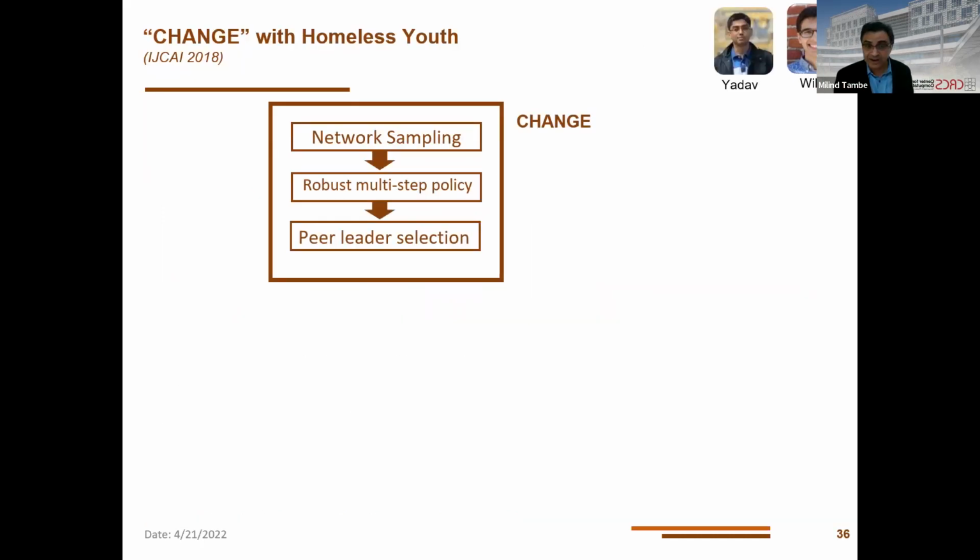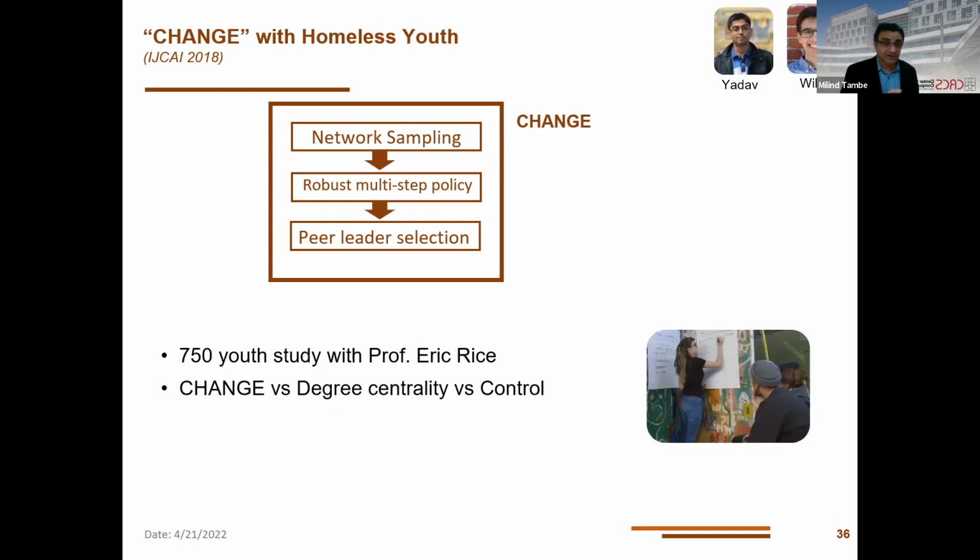we ran. Our algorithm is called CHANGE. It has the network sampling, the robust policy generation, and then it selects peer leaders. We ran an experiment with 750 youth. This is a study conducted with Professor Eric Rice in the School of Social Work at USC. There are 3 arms in this study: CHANGE, which is our algorithm, 250 youth in this arm; degree centrality, which is the traditional approach, bring in the most popular youth, 250 youth in this arm; control group, no intervention at all, 250 youth in this arm.